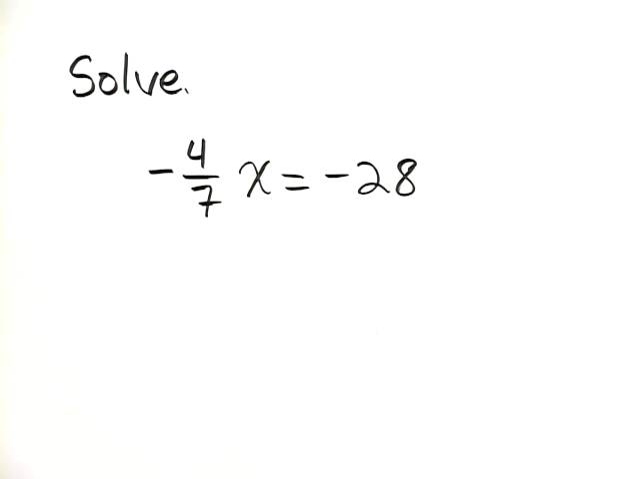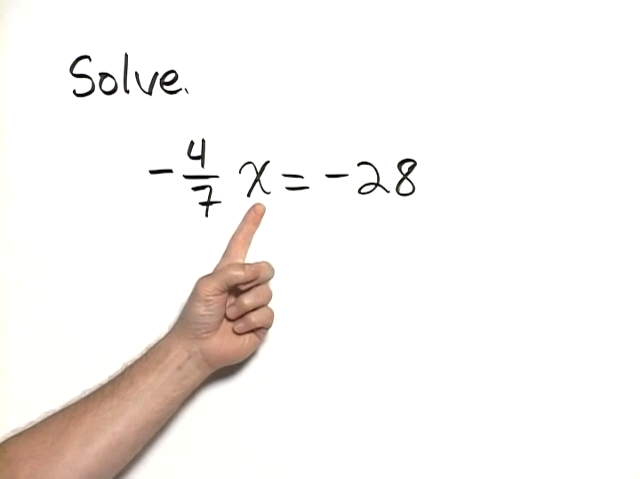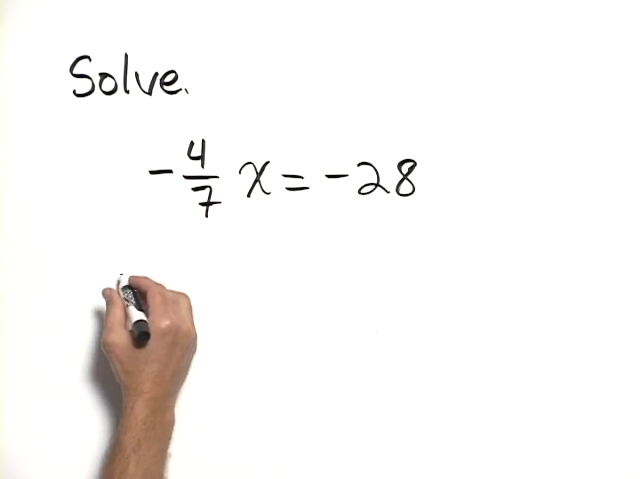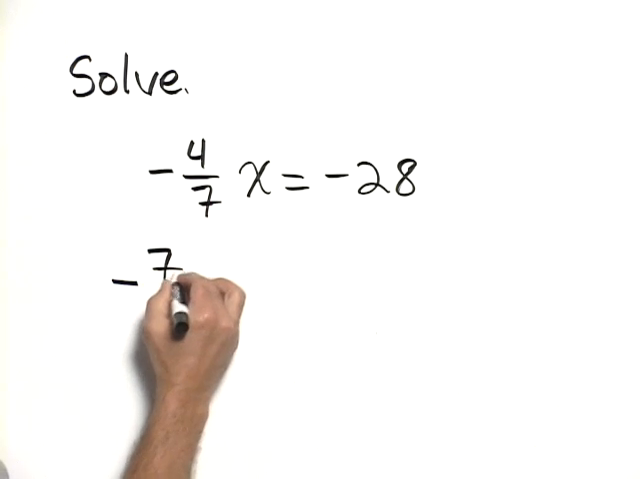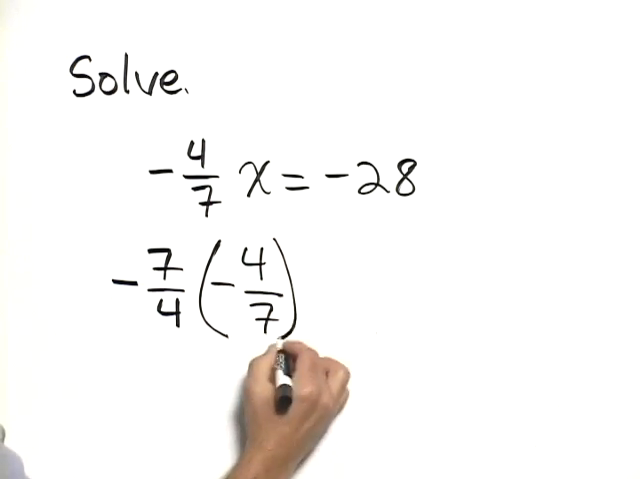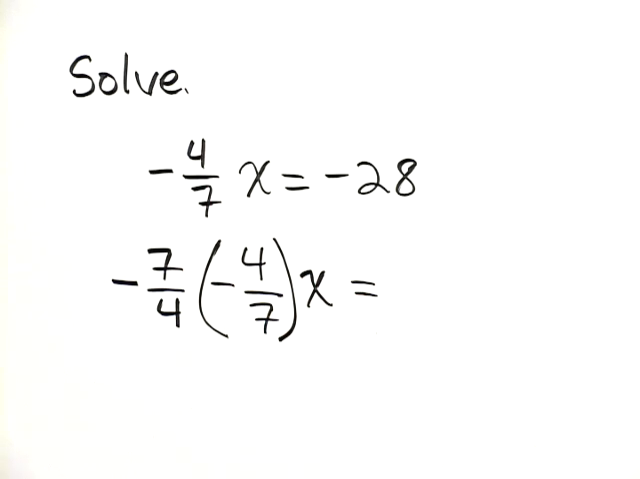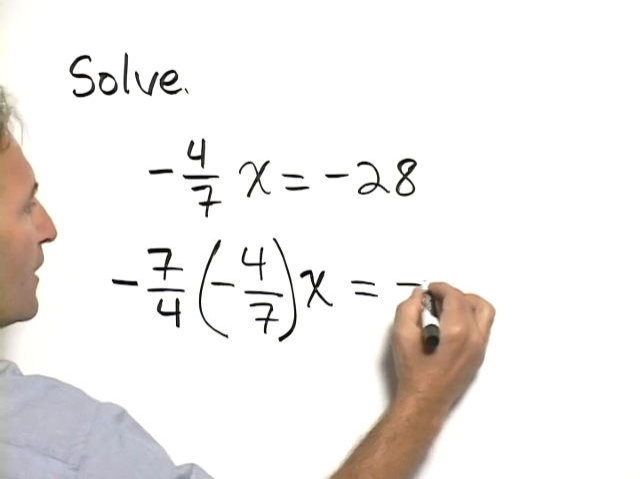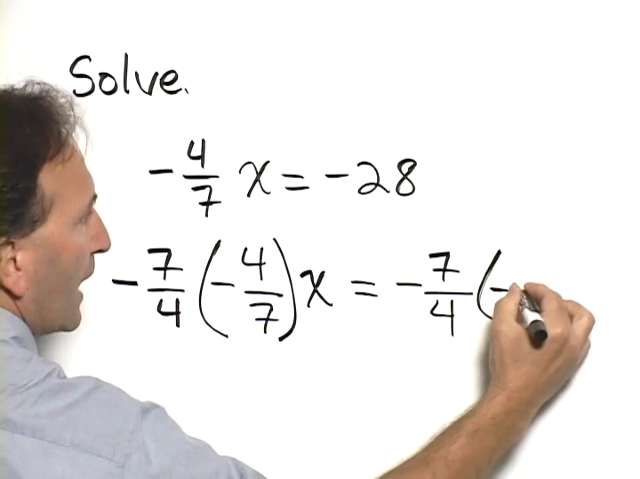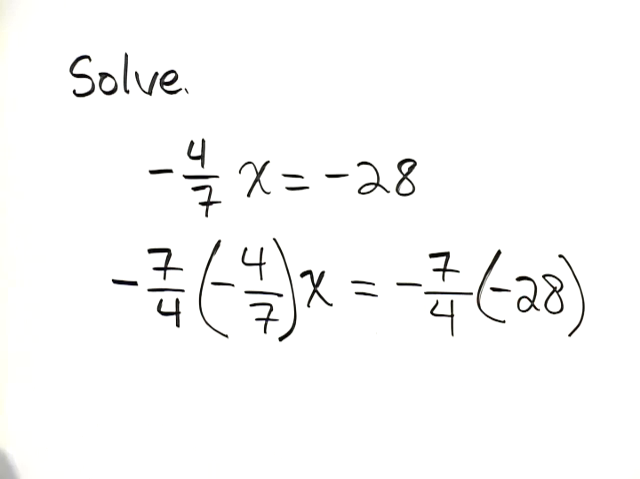Solve. Negative 4/7 x equals negative 28. To isolate x, we're going to multiply both sides by the reciprocal of negative 4/7, which is negative 7/4. And so on the left-hand side, we have negative 7/4 times negative 4/7 times x. And on the right-hand side, we have negative 7/4 times negative 28.